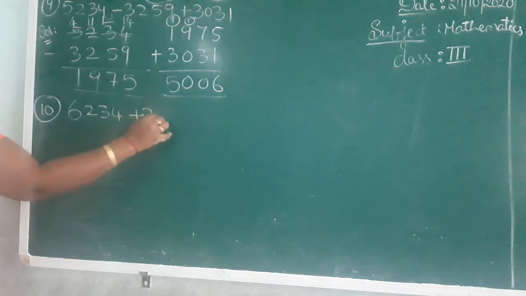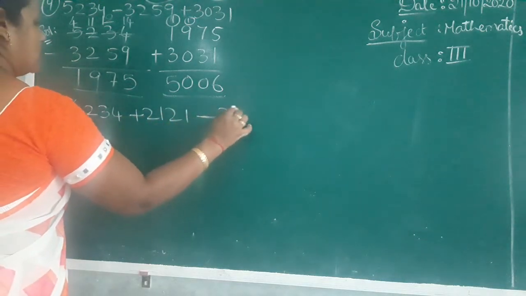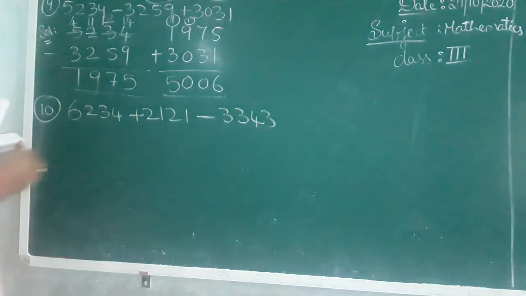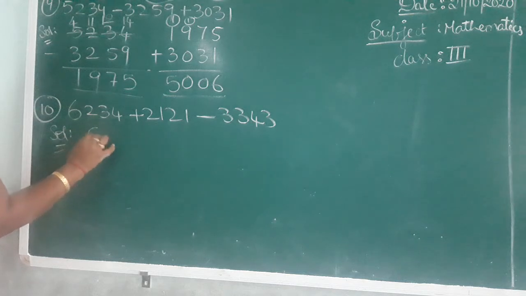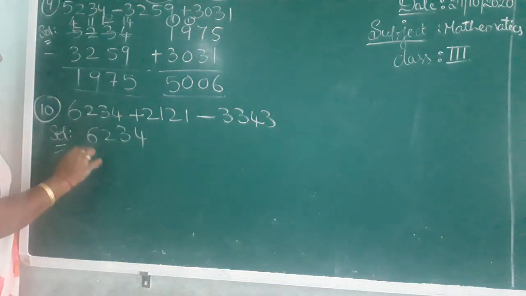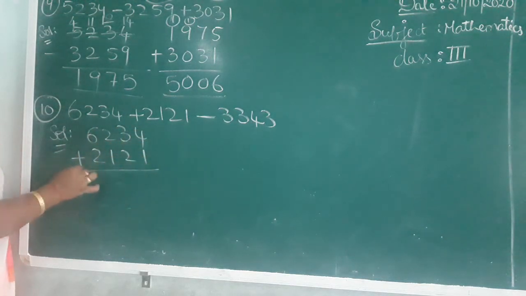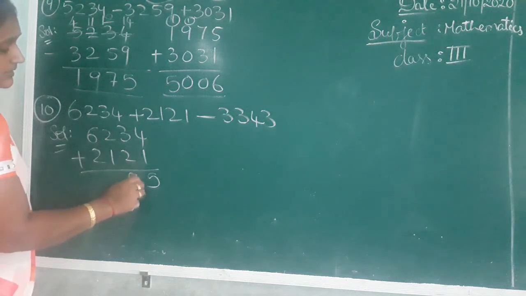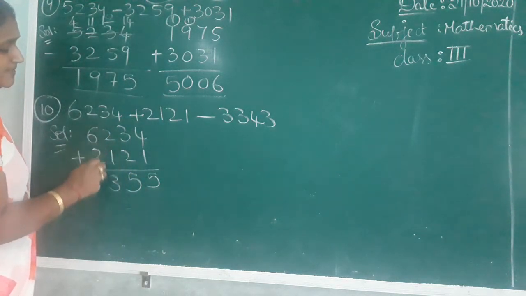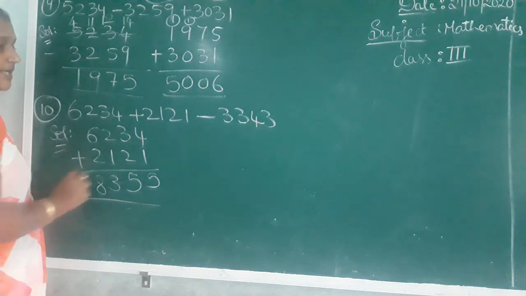6,234 plus 2,121 minus 3,343. Okay. 6,234 plus 2,121. Okay, what is 4 plus 1, children? 5. 3 plus 2, 5. 2 plus 1, 3. 6 plus 2, 8. 8,355.